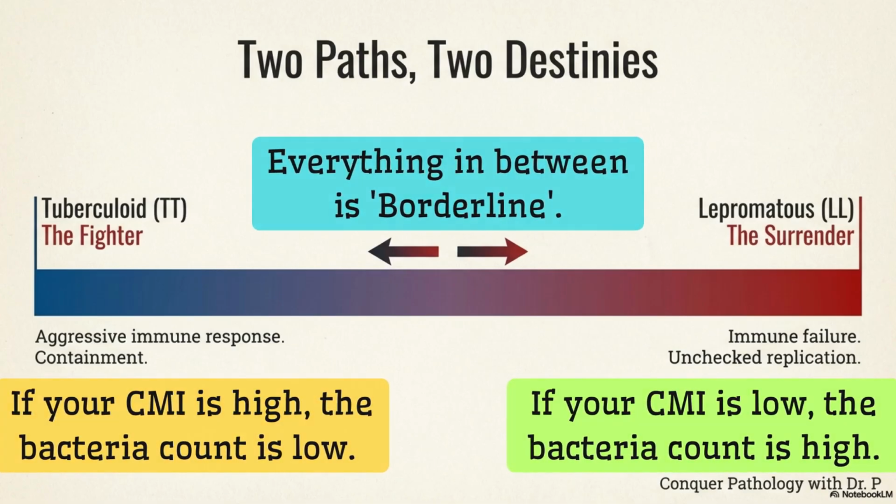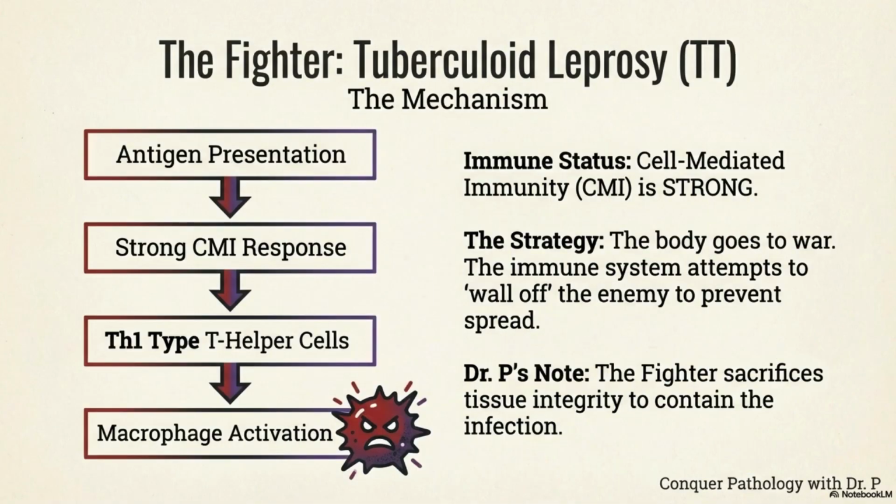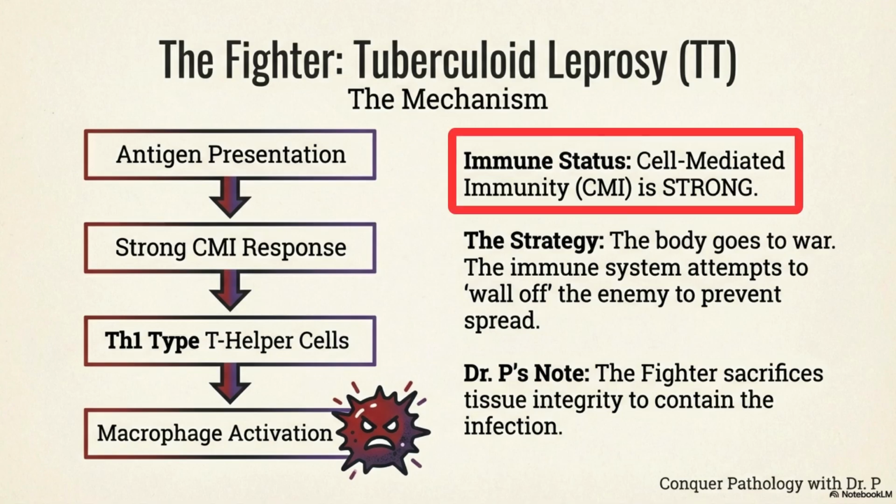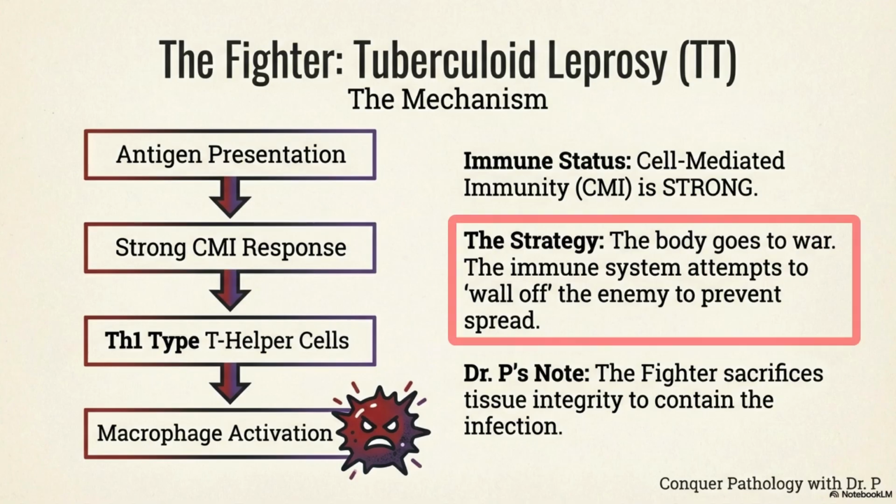Let's start at pole 1. Tuberculoid leprosy, TT. I call this patient the fighter. The cell-mediated immunity is strong. The T helper cells, the Th1 type, are aggressive. They recognize the bacteria immediately and fight it off. The body fights back hard. What is the consequence of this fight?